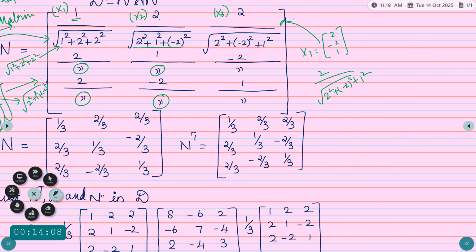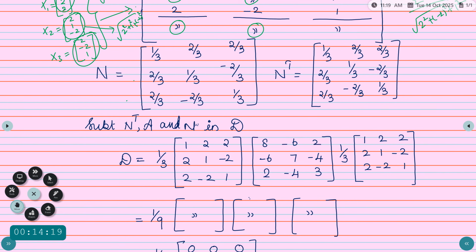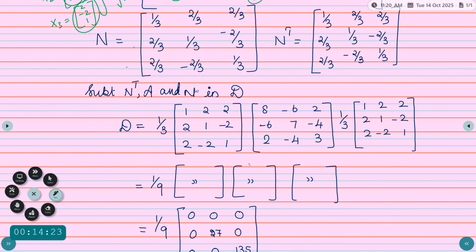Next, you are simplifying this. You are getting root 9, and root 9 is 3. So the value for N is 1 by 3, 2 by 3, 2 by 3, and 2 by 3, 1 by 3, minus 2 by 3, and 2 by 3, minus 2 by 3, 1 by 3. Now next we are going to find N transpose, that is row becomes columns. Okay, next we have formed N transpose.